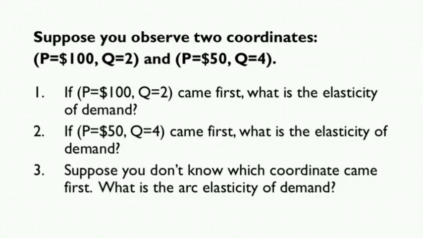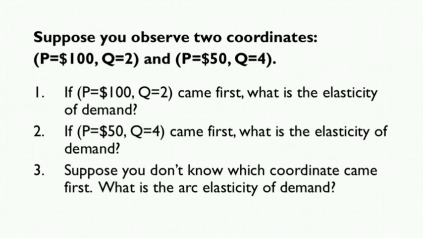All right, we'll get going on the exercise and then we'll finish up for the day. So for the exercise for this particular class, I'm just going to have you practice some simple math in terms of calculating elasticities, just so you can start understanding how the mechanics of it work. So the problem I'm going to give you is, suppose you observe two price and quantity coordinates. The first is that at a price of $100, 2 units are demanded, and the second is at a price of $50, 4 units are demanded.